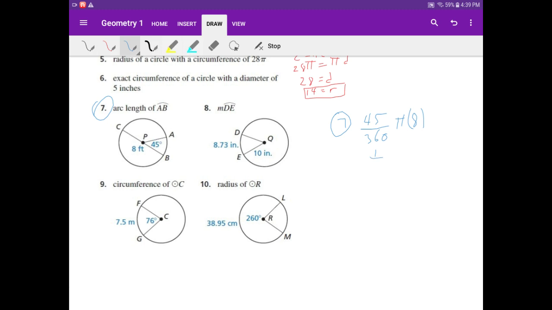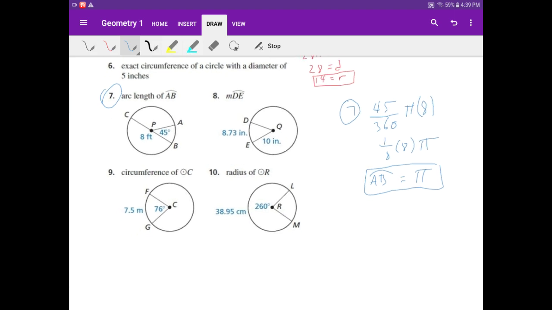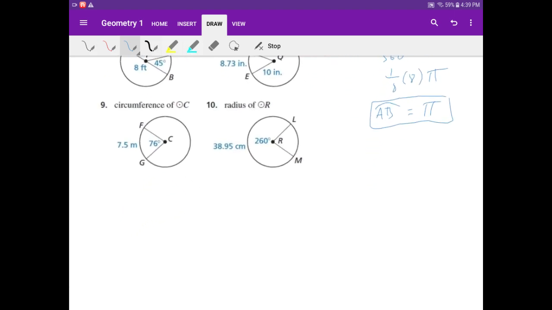This simplifies to 1 over 8 times 8 times pi, and 1/8 times 8 is 8 over 8, which is 1, so the arc length of AB is equal to pi. It's technically 1 pi, but this is the answer, number 7. Let's do one of these.